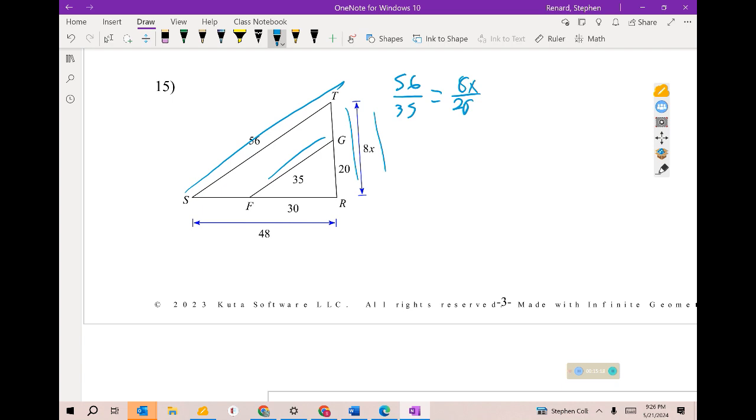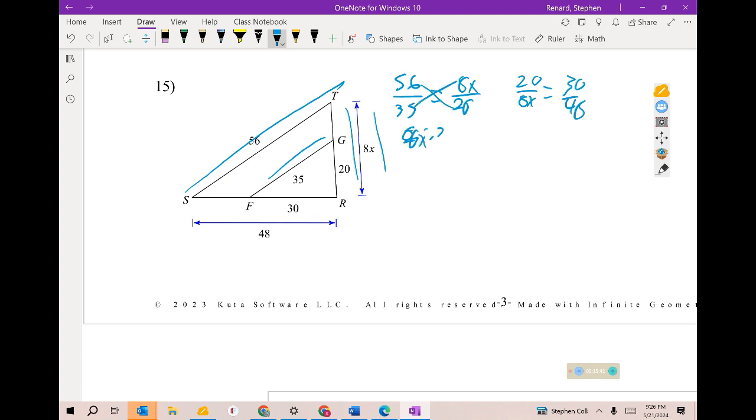Or, you know, you could go 20 over 8x equals 30 over 48. I'm not going to do both of them, but you get the same answer. So 8 times 35 is 280, I believe. Let me double check. Yeah, 280. So we cross multiply.